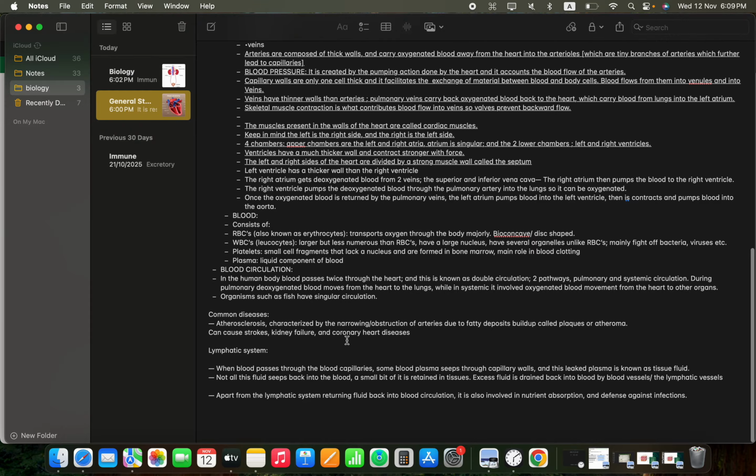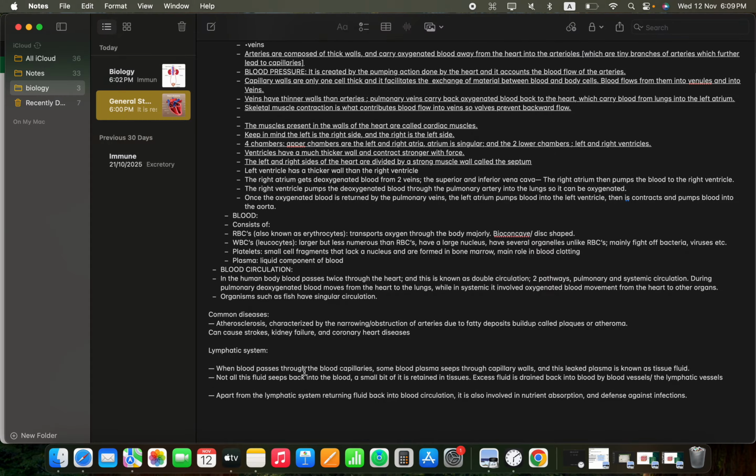Now, this is also part of the lymphatic system. When it comes to the lymphatic system, not all the blood that passes through capillaries with the plasma in it stays there; some of the plasma seeps through capillary walls, and the leaked plasma is called tissue fluid. Not all of the fluid seeps back into the blood. A small bit is retained in tissues, and the excess fluid is drained back into blood by lymphatic vessels.